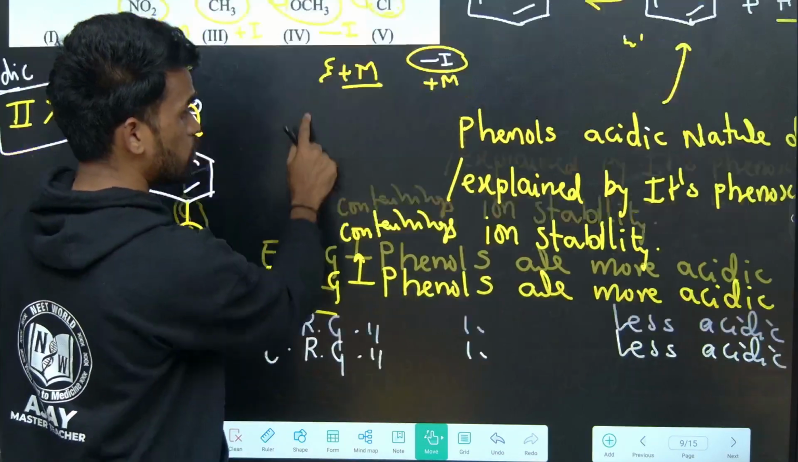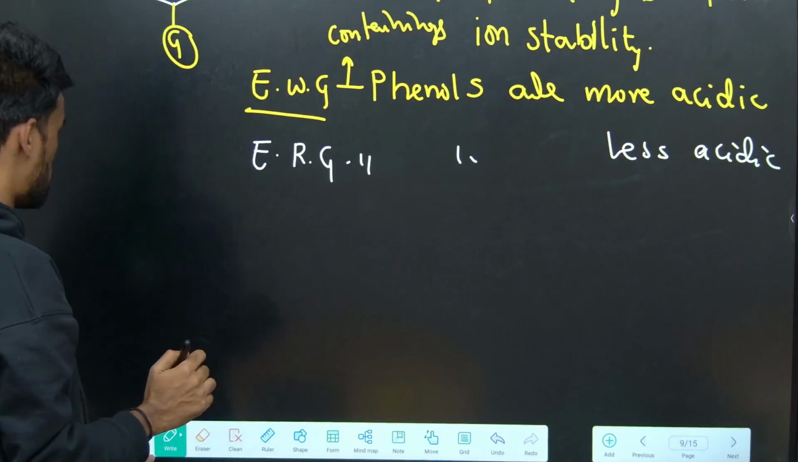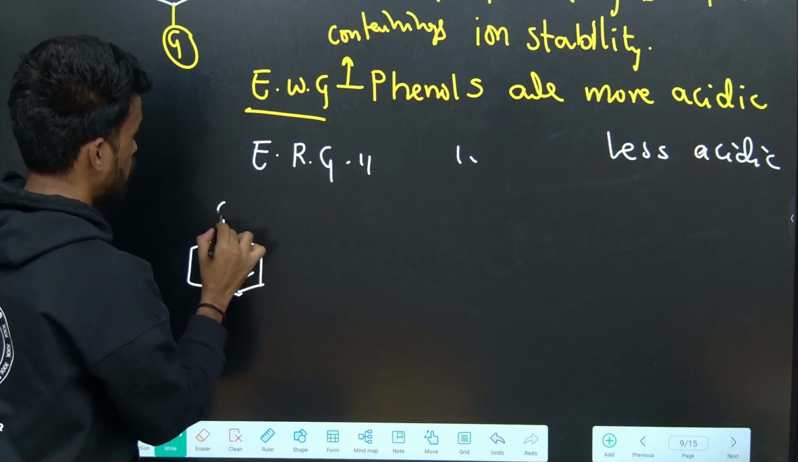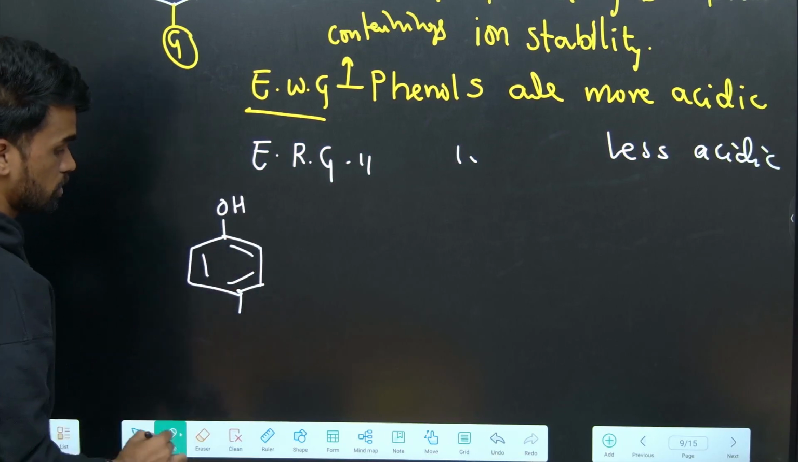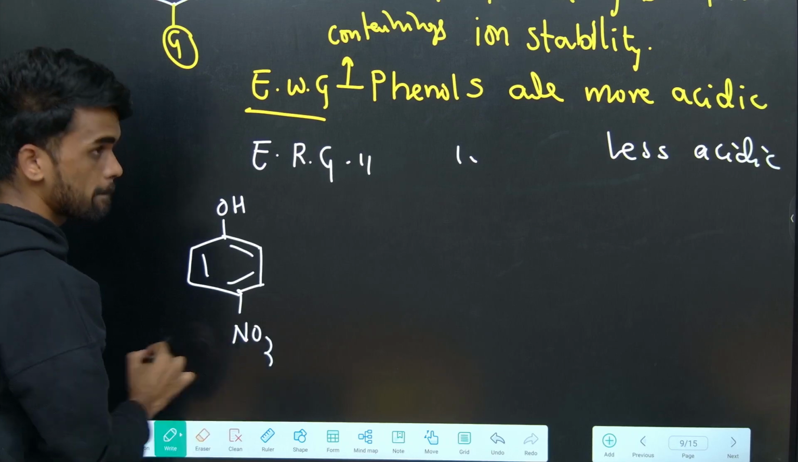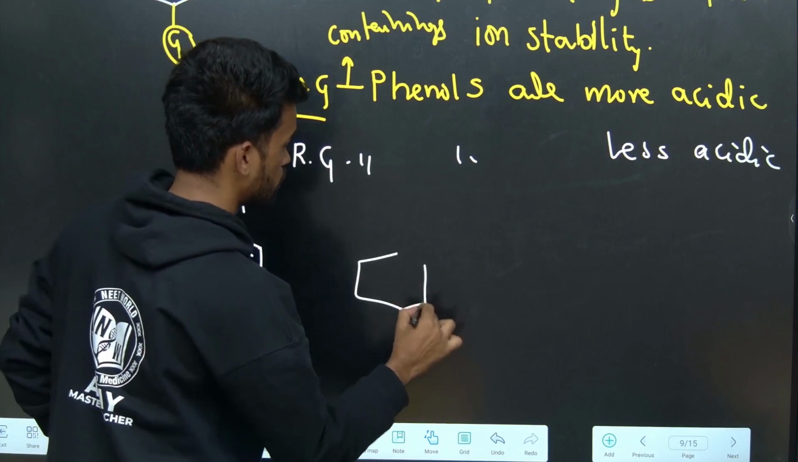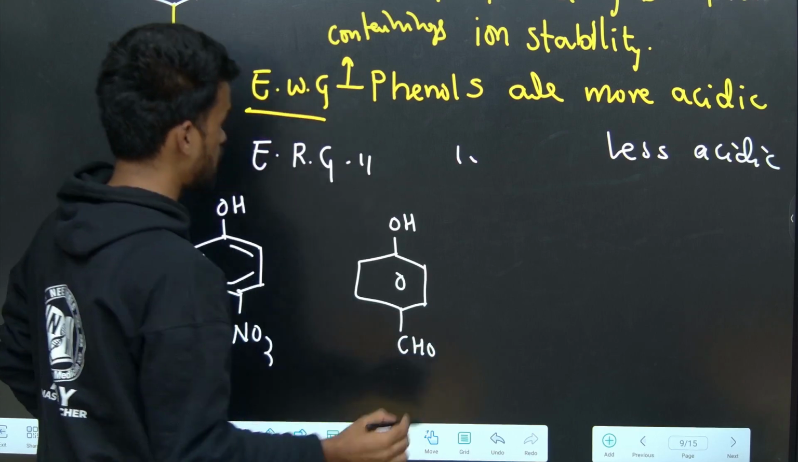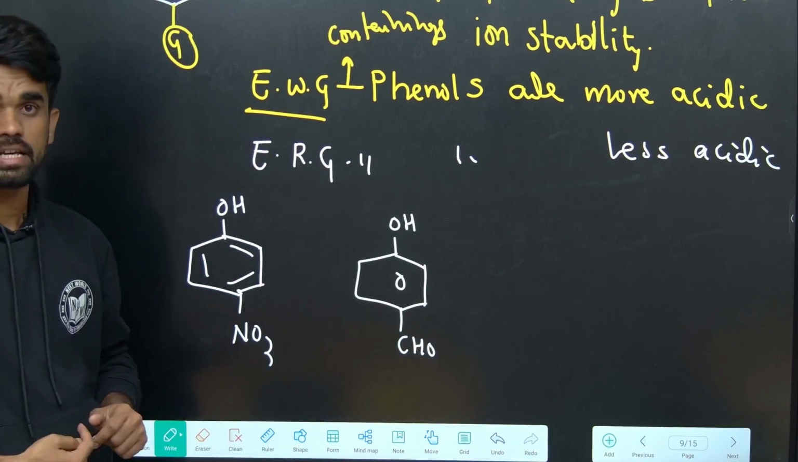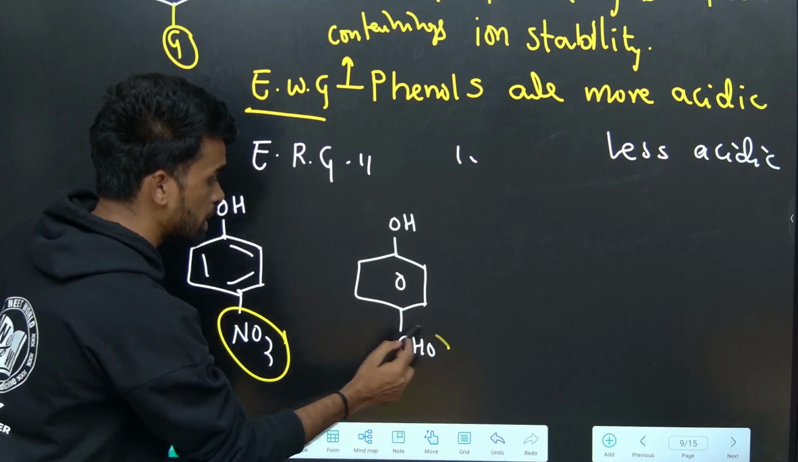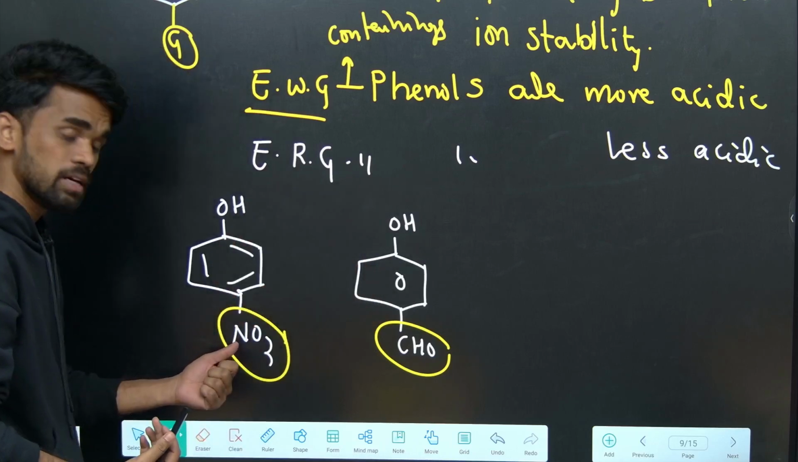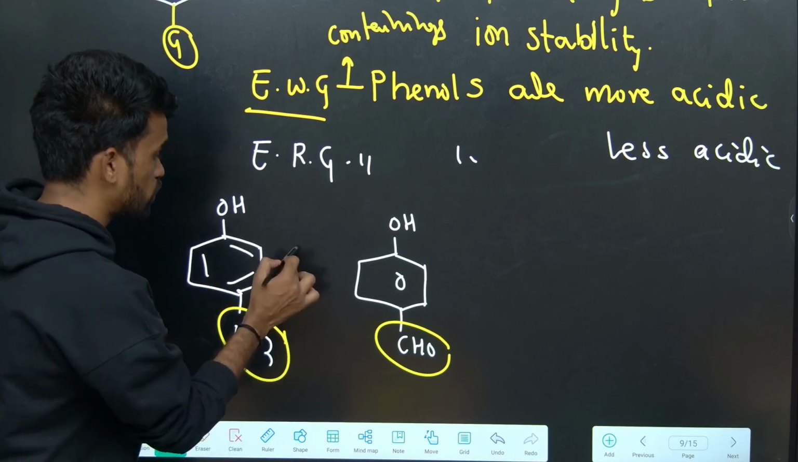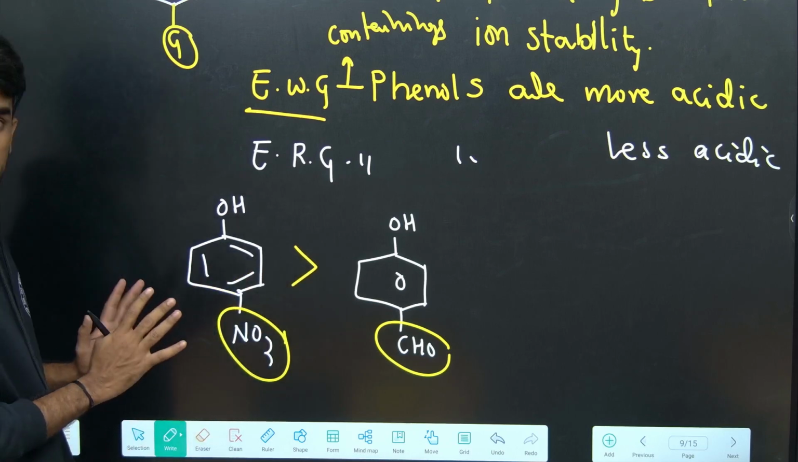I will give one more question here. Let us say I have phenol connected to a nitro group and phenol connected to an aldehydic group. Tell me, out of these which is more acidic. We know these two groups are electron withdrawing groups, but the nitro group has more minus M effect, therefore this will be more acidic. I hope this is also very clear.